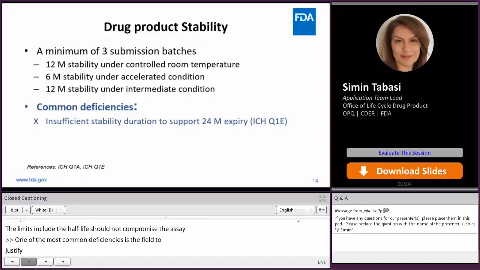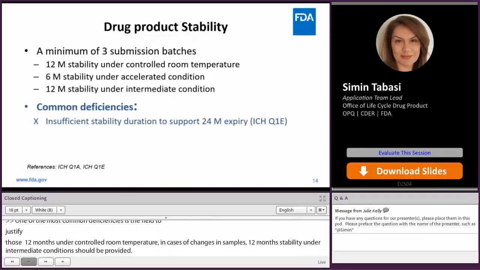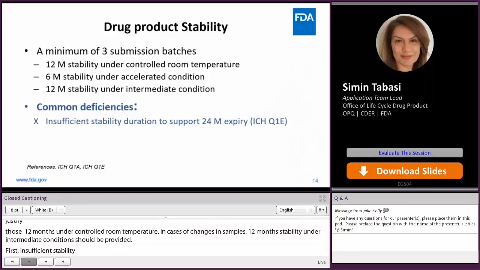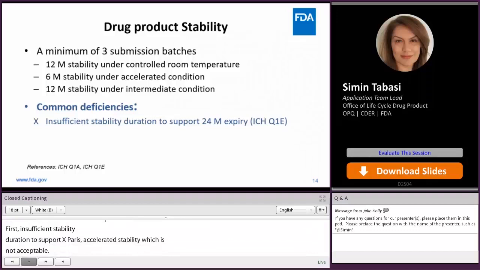Common deficiencies. First, insufficient stability duration to support 24 months expiry. For example, the proposed expiry is based on 6 months accelerated and 6 months long-term stability, which is not acceptable. Next is the proposed expiry is based on 6 months accelerated and 12 months long-term stability, but significant changes in product quality during 6 months accelerated condition occurred. Firm did not provide intermediate results.